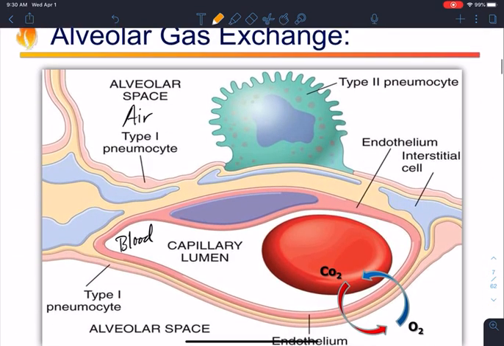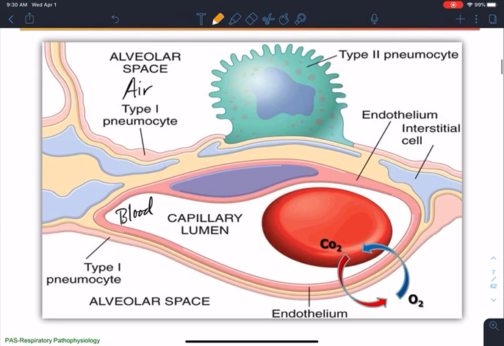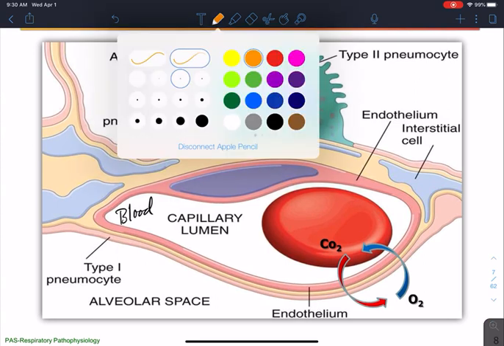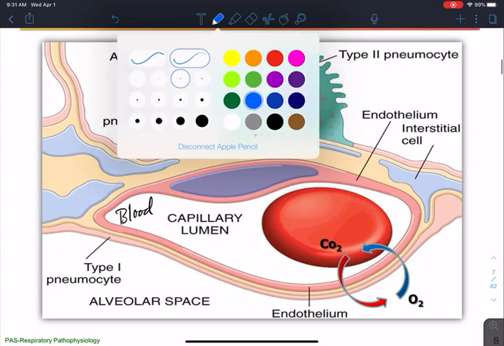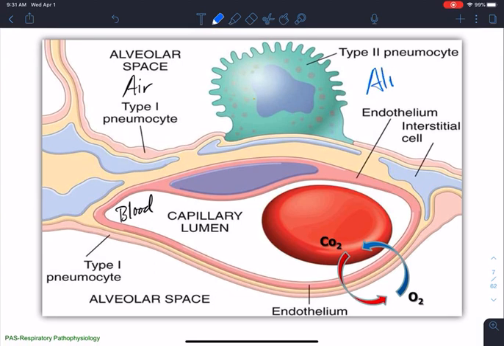All right, so let's talk about alveolar gas exchange real quick. Basically, this is inside the alveoli, and then this is inside the capillary. So when you breathe in, oxygen is going to be high here, and oxygen levels are going to be low here.